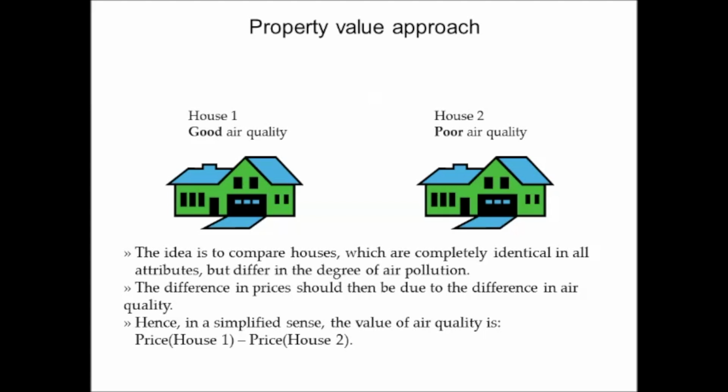Now, the property value approach takes that into account and estimates the effect of having, for example, good air quality or better air quality on property values, on prices for houses and prices for apartments. And this value, this difference between the rent for an apartment in a polluted area and the rent for an apartment in a less polluted area, is then used as a proxy for the regulating ecosystem service provision of good air quality. This is how the property value approach works.